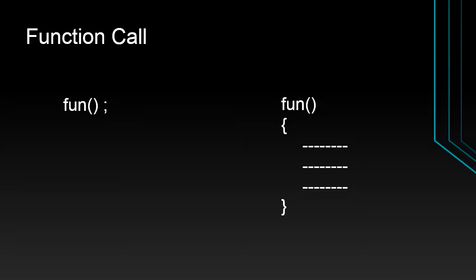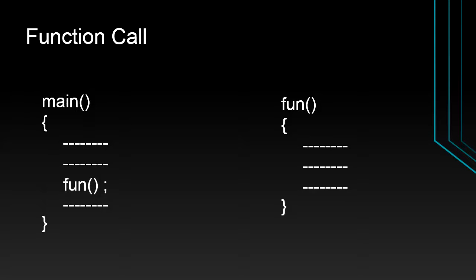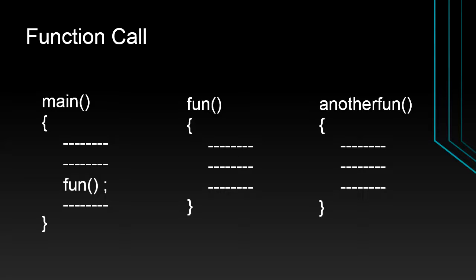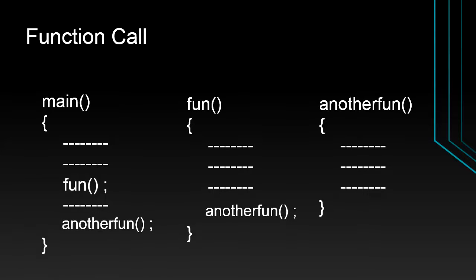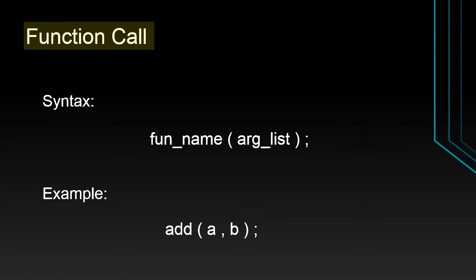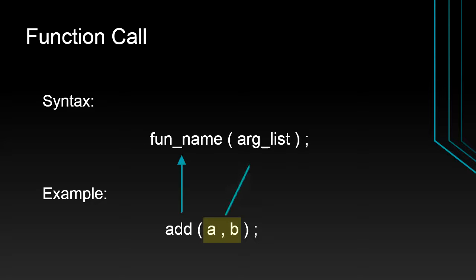Now, let's learn about function call. A function call calls the defined function. A function call should be done in some or the other functions. For example, the main function. We can also call another function in any other functions, for example, here or in the main function. This is a syntax and an example of the function call. This is the function name. Note the changes in the argument list. In function call, you only specify the variable name, but not its data type.